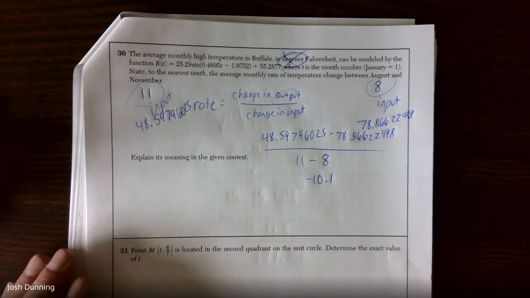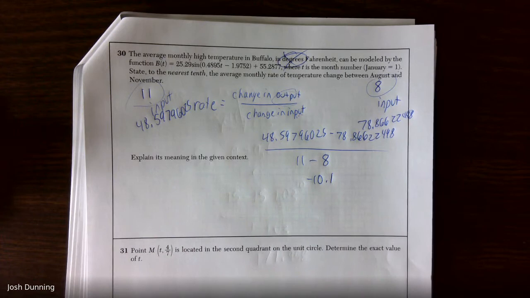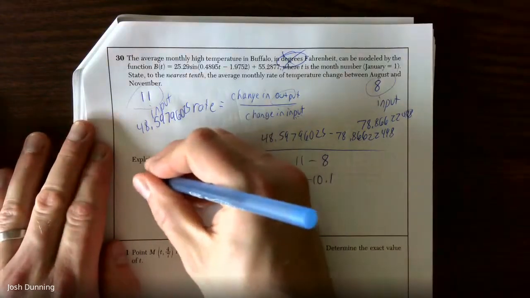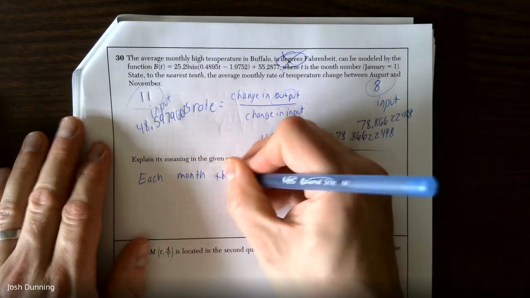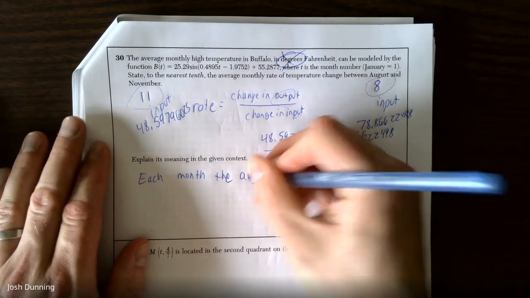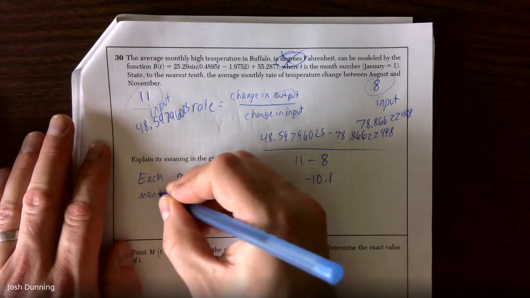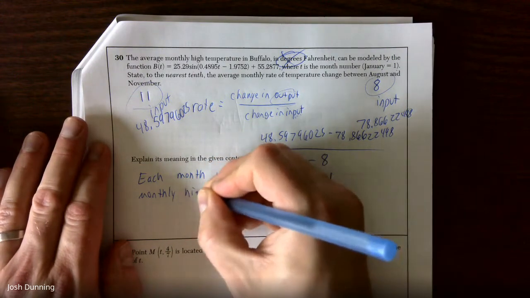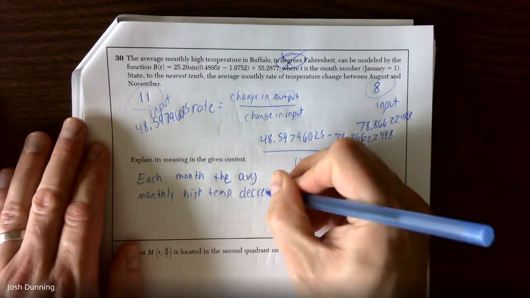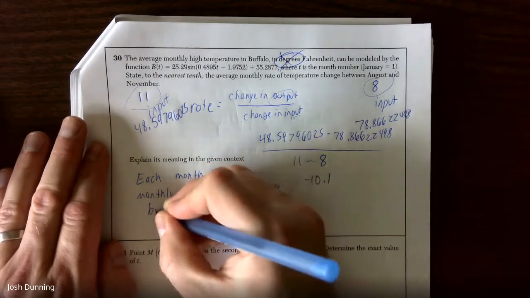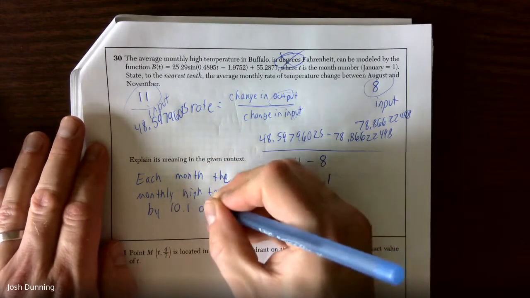Explain its meaning in the given context. Each month, the average monthly high temperature decreases by 10.1 degrees.